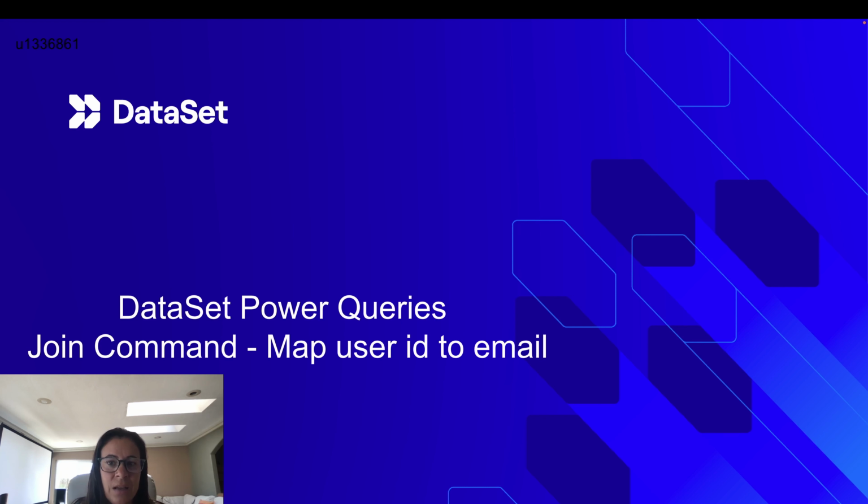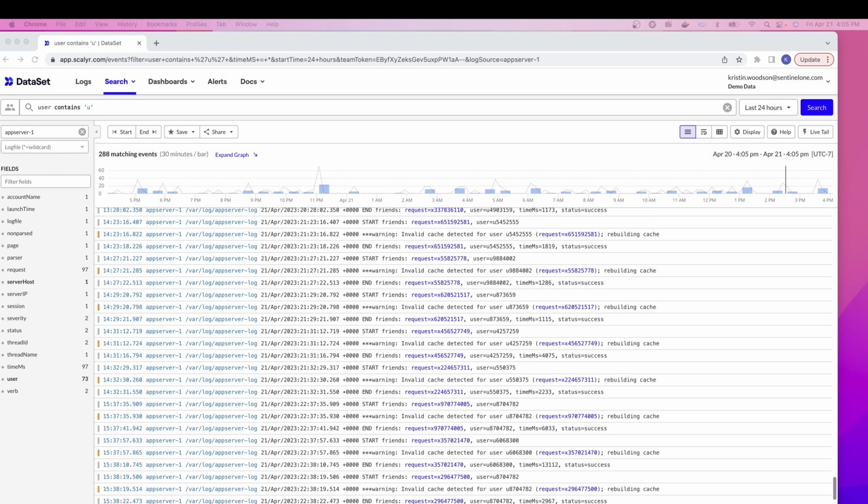So if we want to take a look at the join command, let's take a look at the example I've created for you. And here you can see what we're doing is I've started off with a filter. So I'm filtering by server host app server 1. I also have a filter on top where user contains you. You'll notice in my log lines here, each of these log lines contains a request ID, a user ID, and a response time in milliseconds.